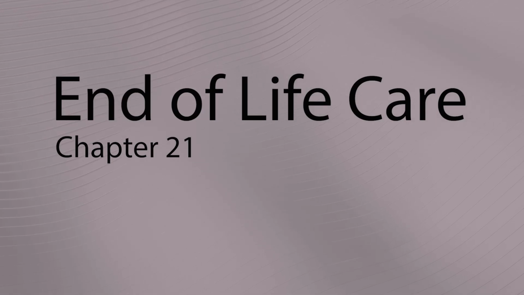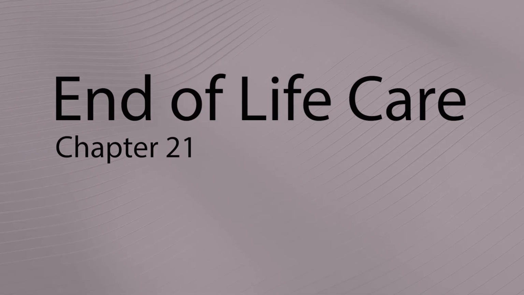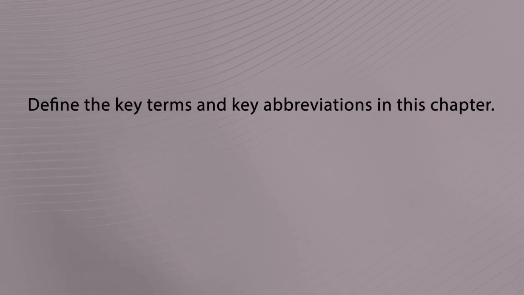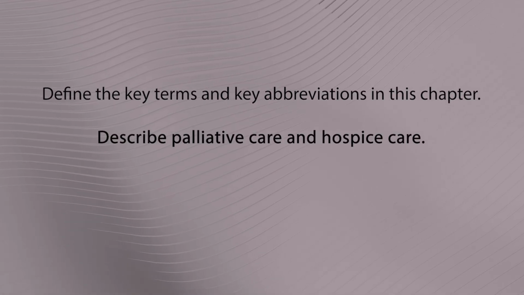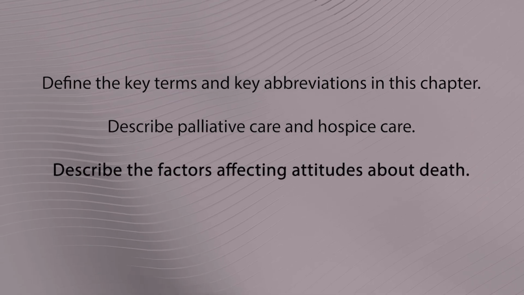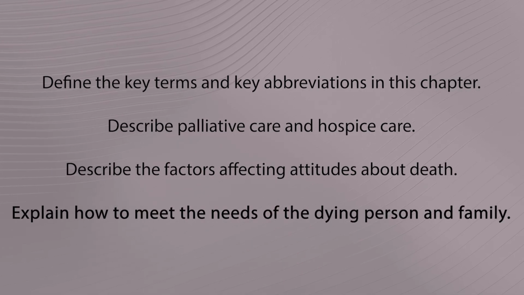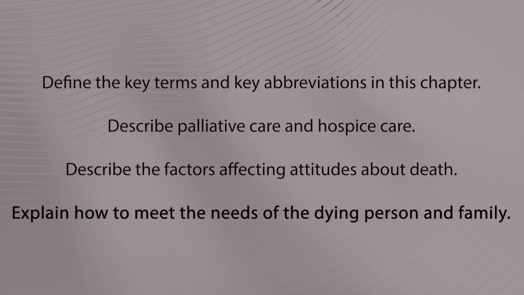End of Life Care, Chapter 21. In this chapter, you will learn how to define the key terms and key abbreviations, describe palliative care and hospice care, describe the factors affecting attitudes about death, and explain how to meet the needs of a dying person and family.